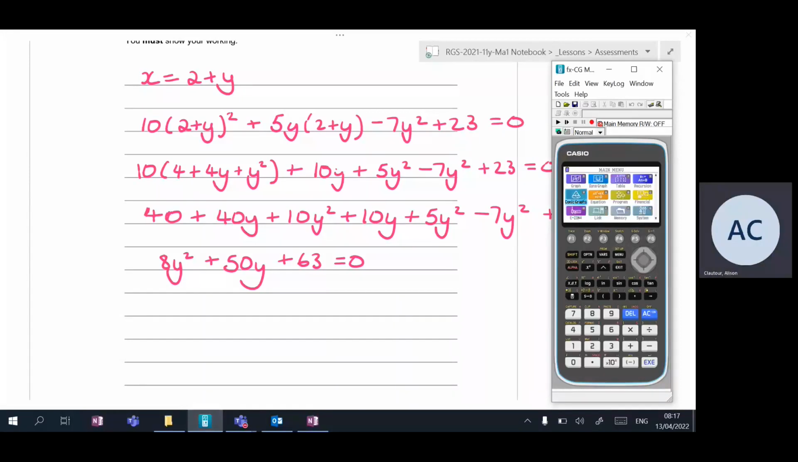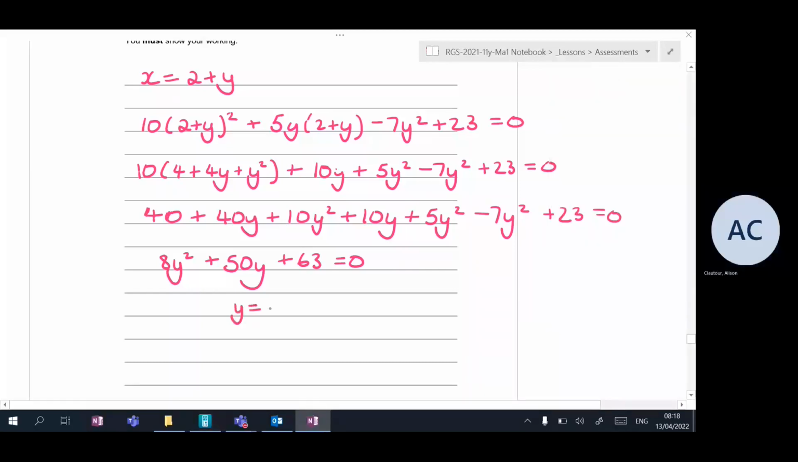Okay, I'm going to solve this one on my calculator. So go to equation, go to polynomial, and you can just type in your A, B, and C rather than use the quadratic formula. So 8, 50, and 63. Okay, so this one does factorise because it's giving me exact answers. So you can definitely have a go at factorising it. But as it's a calculator paper, why would we want to? So y is minus 9 over 2 and minus 7 over 4. Okay, so they're the two y values that you've got.